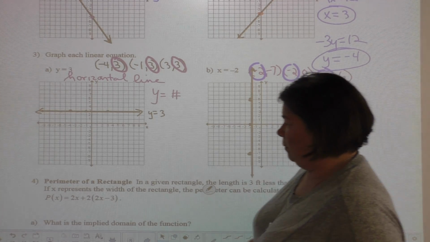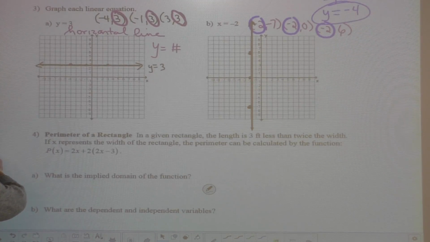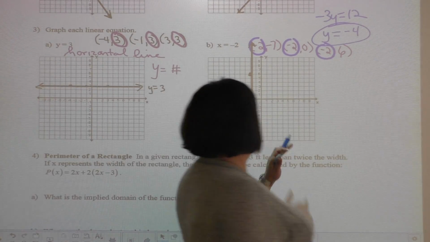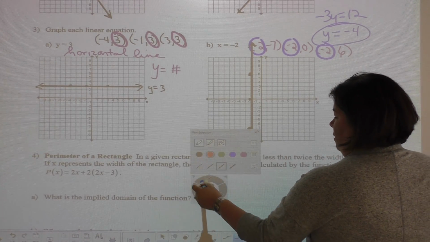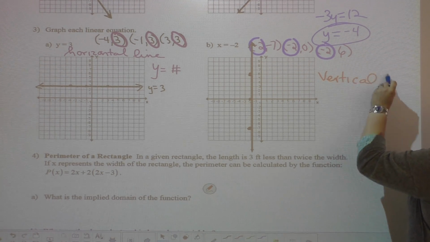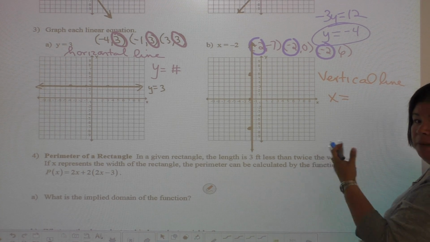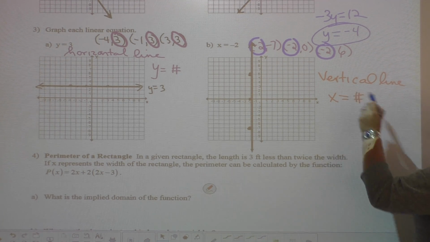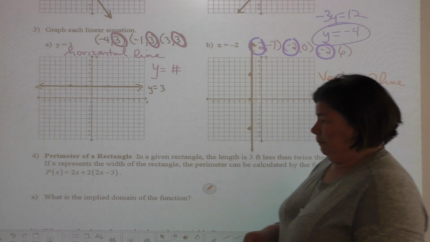Kind of moved over a little. All right. So that's it, almost forgot. So we have what's called a vertical line here. This is a vertical line, which is in the form x equals some number. Okay, and that's the equation of any vertical line.